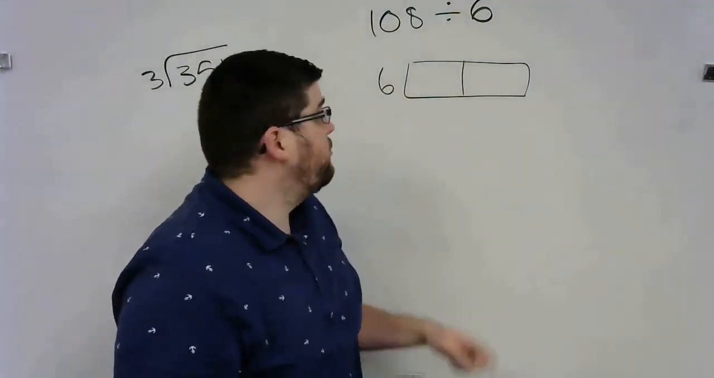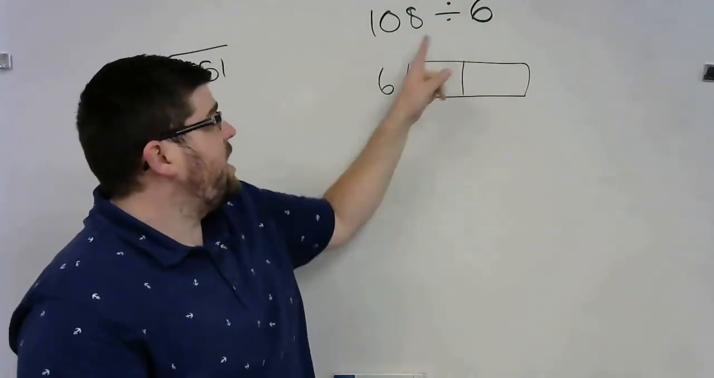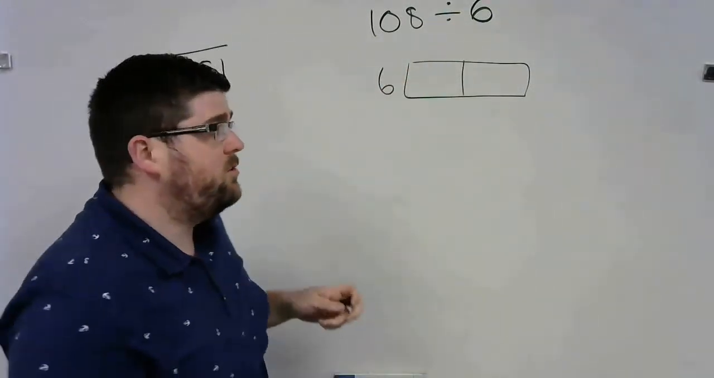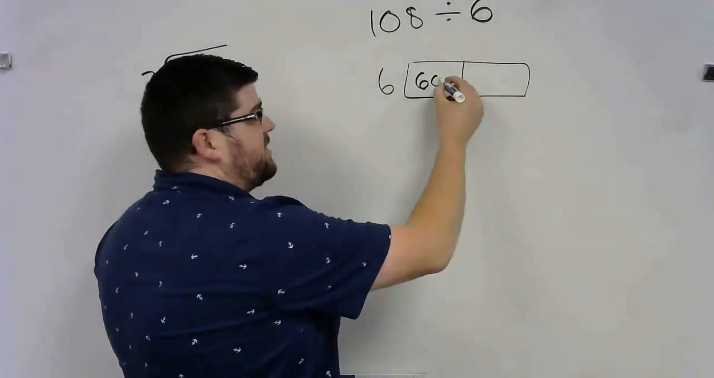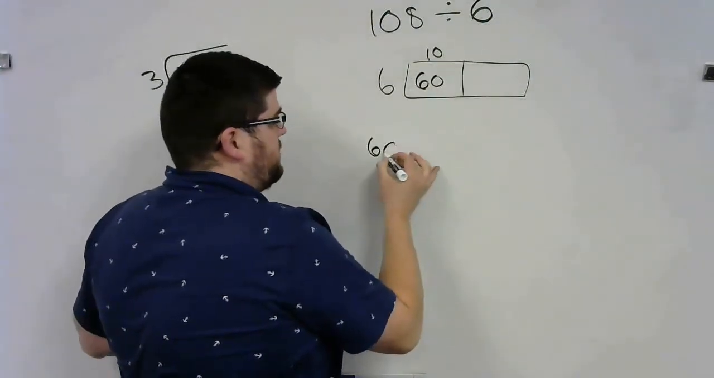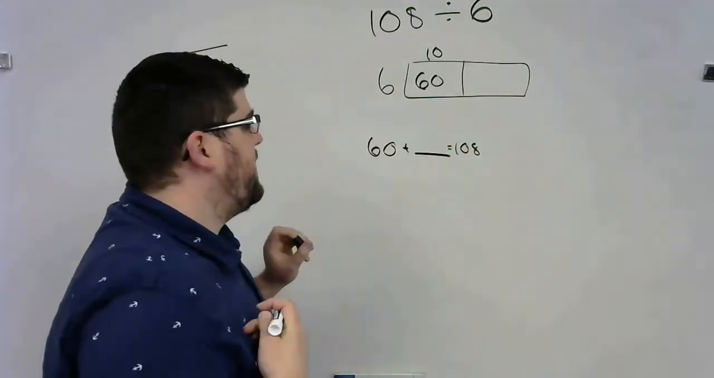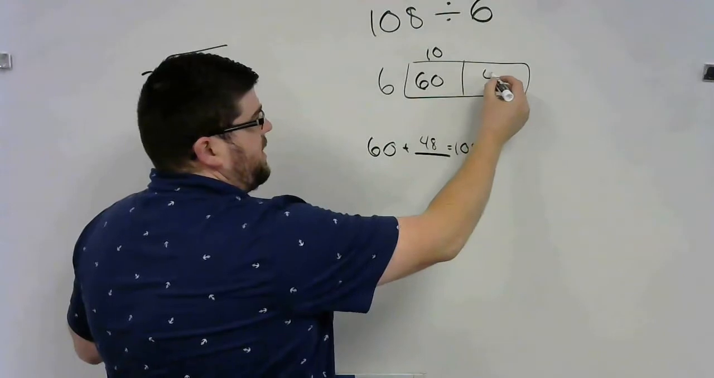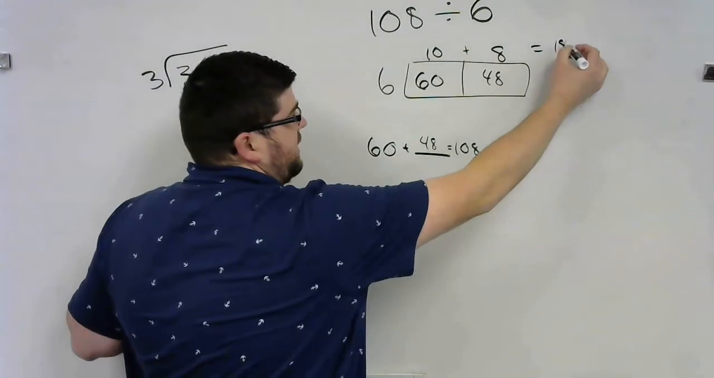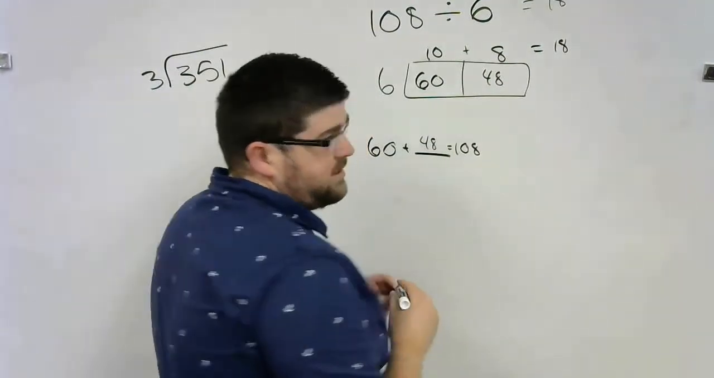Now I'll always ask myself when there's a 3-digit number, can I use my multiples of tens or hundreds to help me? So 100 multiples of 6 would be 600. That's way too big for 108. But I can use my multiple of 10, which would be 60. So 6 goes into 60 10 times, and I have 60 plus a number equals 108. Let's see, that would be 48. And if you didn't know it, you could divide it out. 6 goes into 48 8 times, and 10 plus 8 equals 18. So 108 divided by 6 equals 18.